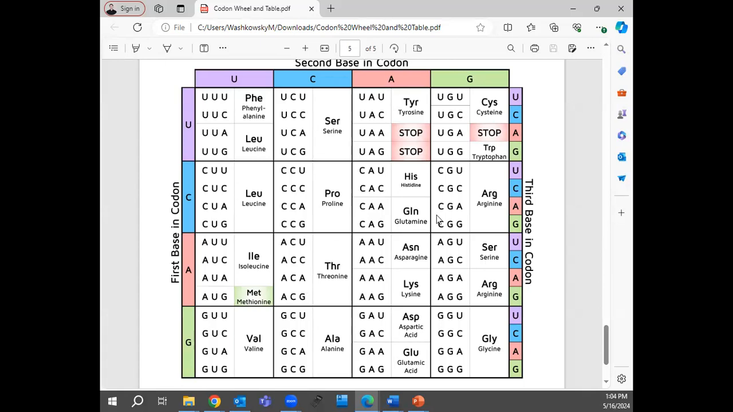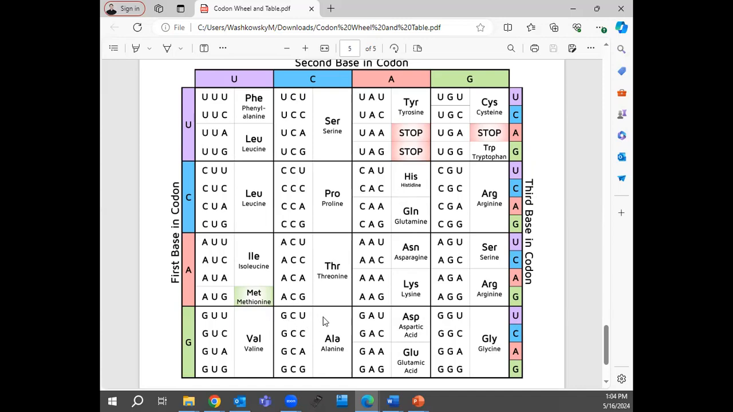So the protein, again, my first letter in this was G. I'm going to go to the G section down here. My second letter was, did I say it was C? So I know it's going to be in this square here. And then my third letter was U, which is this one here. So it's this one right here that I'm circling with my mouse.